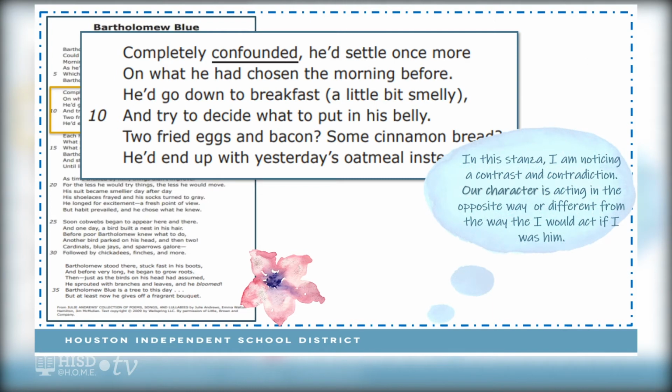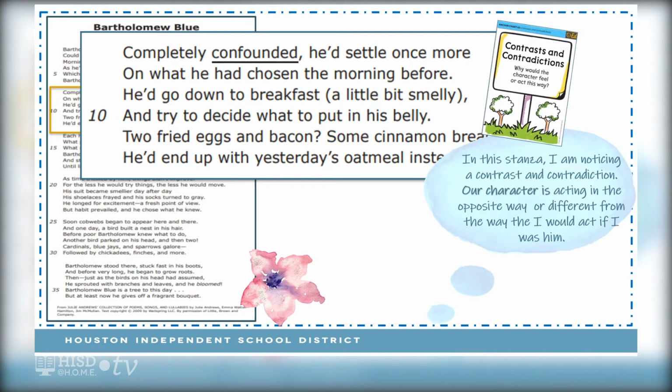In this stanza, I am noticing a contrast and contradiction. Our character is acting in the opposite way or different from the way I would act if I was him. At this time, I stopped, noticed and noted contrast and contradictions, and asked myself, why would the character feel or act this way?